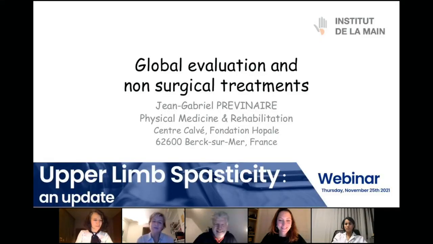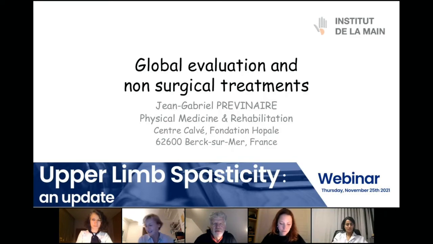So as you can tell, this is not an easy task to examine the upper limb of a spastic patient. We wished also to put this upper limb inside the patient, and Jean-Gabriel Prévinaire, who is a rehabilitation specialist in a very large rehabilitation center in the north of France, is going to tell us about the global evaluation of the patient and also about non-surgical treatment. Okay, thank you, Caroline.